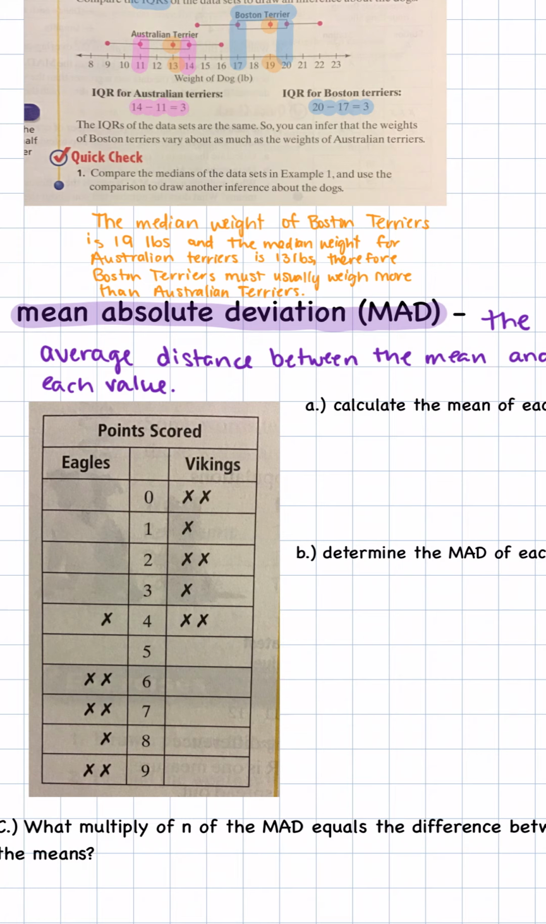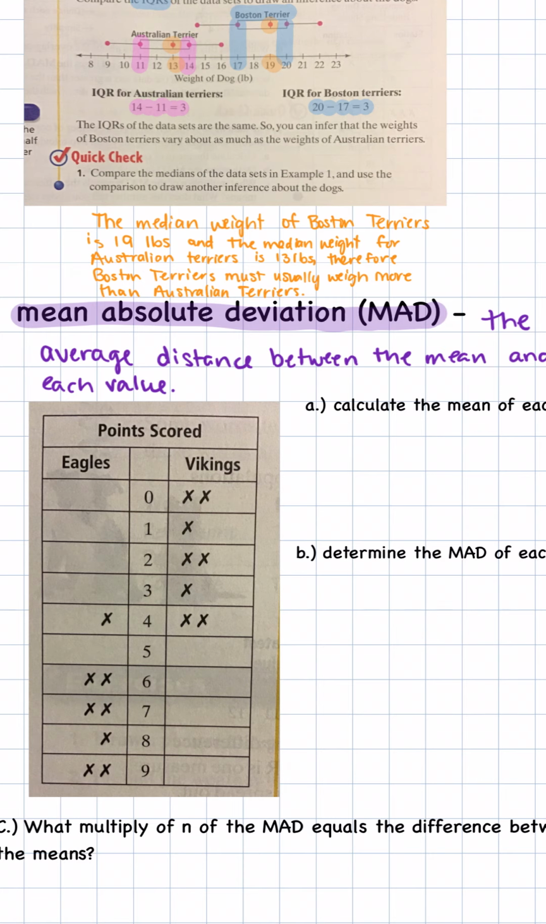So the data table here shows the number of points scored by each player on 2 basketball teams during a game. Use measures of center and variability to express the amount of overlap between the data sets. So the first thing, calculate the mean of each team. So let's start with the Eagles.